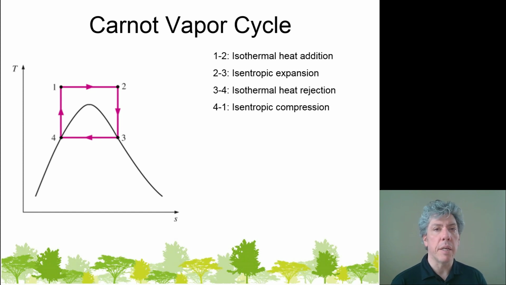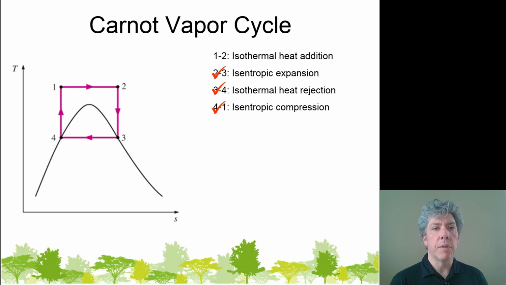1 to 2 needs to be an isothermal heat addition for the Carnot cycle to be valid, right? 2 to 3 needs to be isentropic expansion, 3 to 4 isothermal heat rejection, and then 4 to 1 on the left, isentropic compression. Now, would the Carnot cycle actually represent this well?